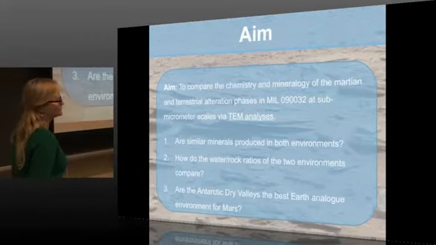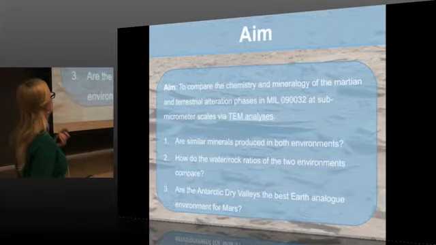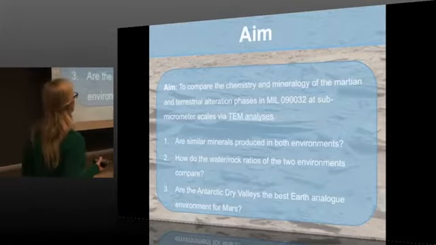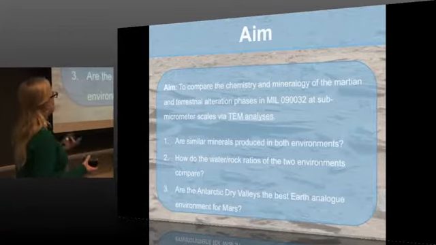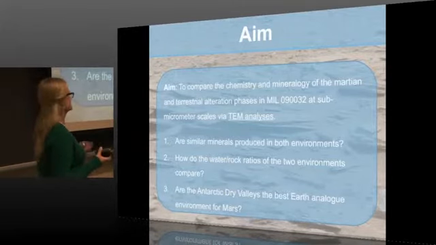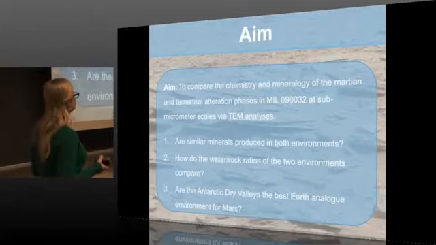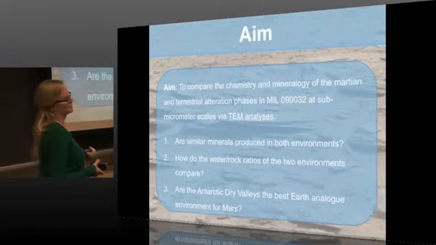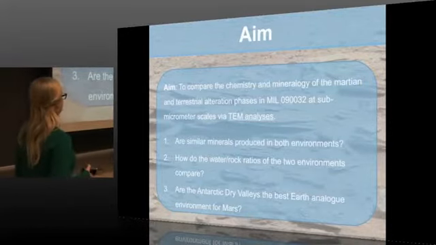So are the minerals that we find in the terrestrial alteration and the Martian alteration similar? Is their chemistry similar? What are the water-rock ratios of the two environments like? Are they similar? And ultimately, are the Antarctic dry valleys a really good analog, the best analog on Earth, for the environment that formed these Martian alteration minerals?